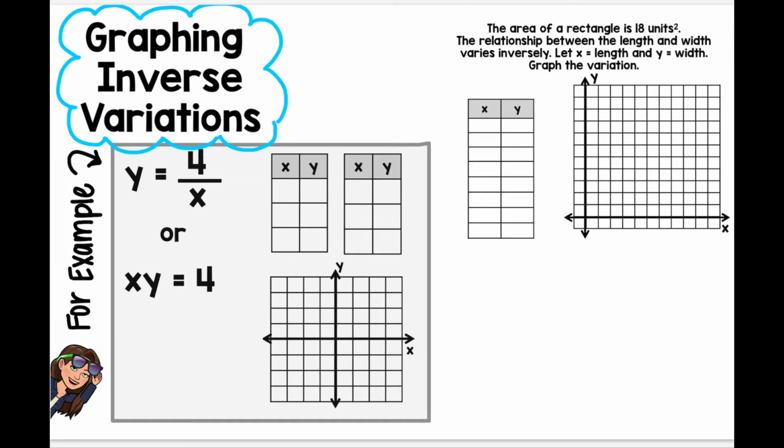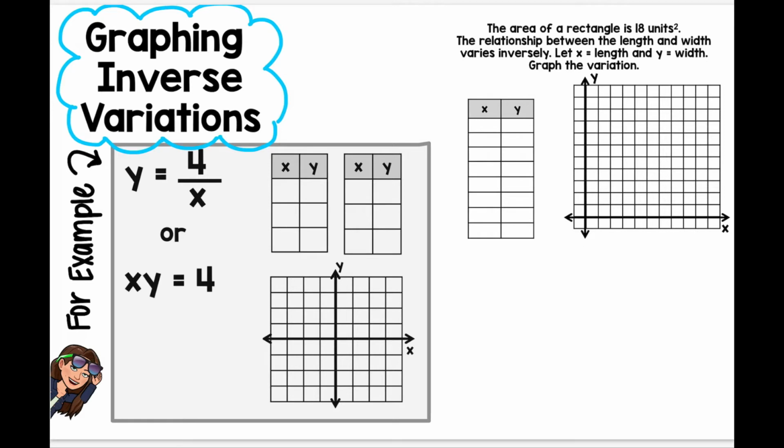Now let's look at graphing inverse variations. Beginning with the example on the left, we're going to look at the equation y equals 4 divided by x. Or if we wanted to rewrite this so that it looks like xy equals k, we would simply multiply times x on both sides, giving us xy equals 4.